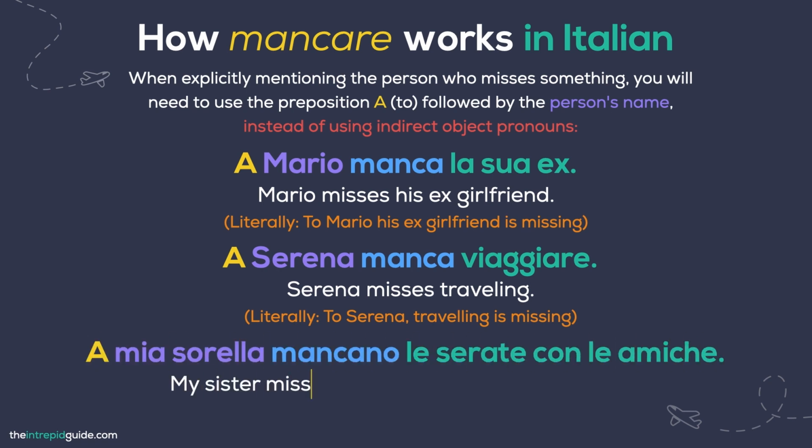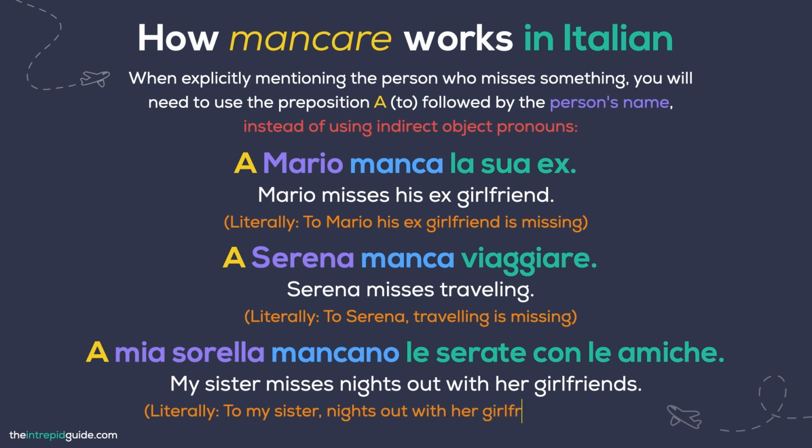A mia sorella mancano le serate con le amiche. My sister misses nights out with her girlfriends. Literally, to my sister, nights out with her girlfriends are missing. To learn more about Italian prepositions, watch this video here.